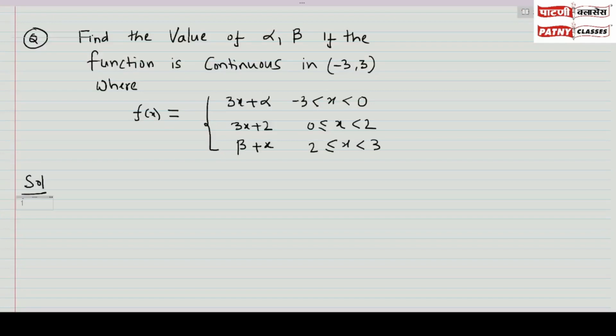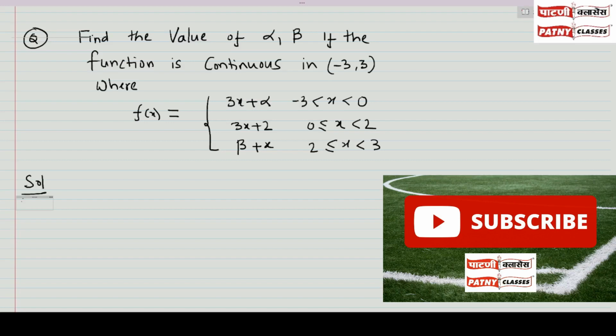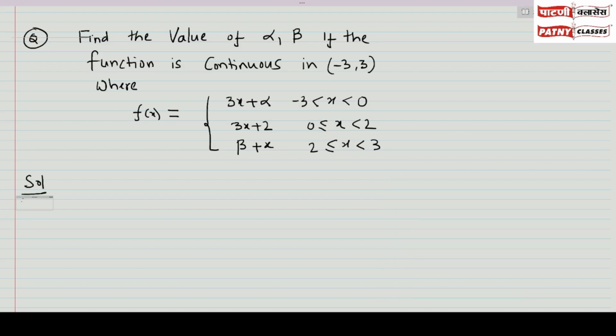Find the value of alpha and beta if the function is continuous in -3, 3 where f of x equals 3x plus alpha for x greater than -3 and less than 0, 3x plus 2 for x greater than or equal to 0 and less than 2, and f of x equals beta plus x for x greater than or equal to 2 and less than 3. We need to find alpha and beta values given the function is continuous in -3 to 3.